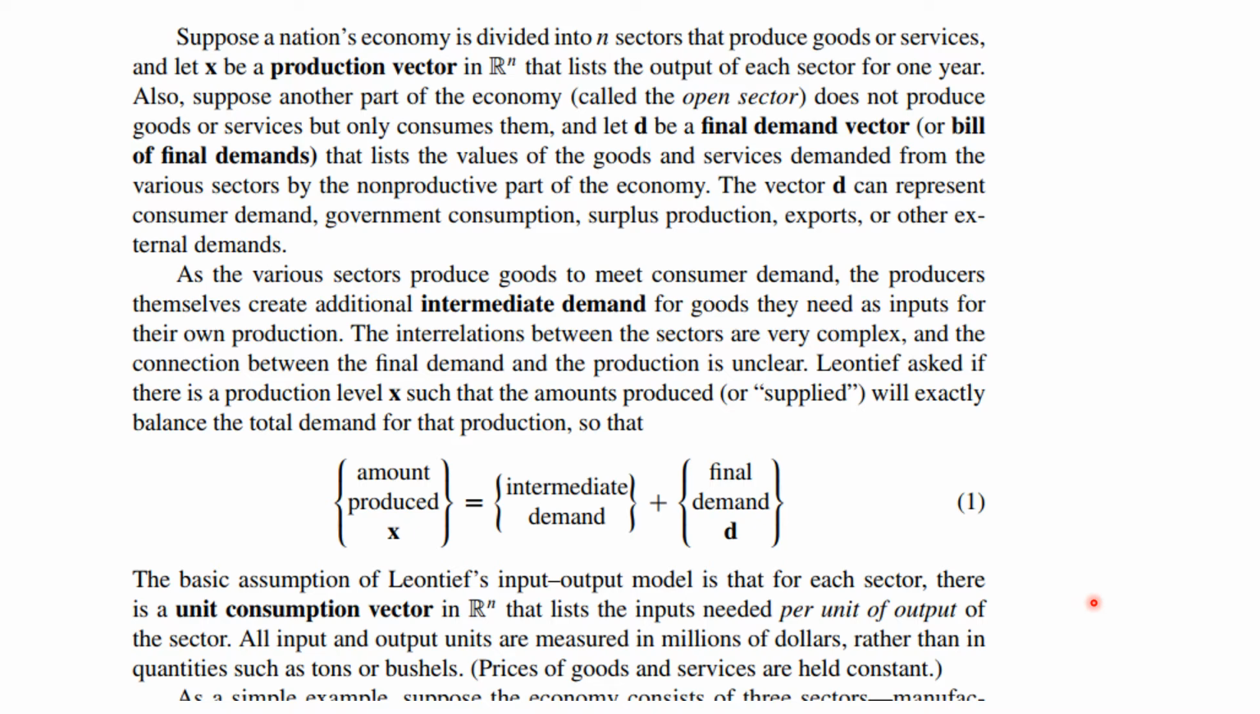So the basic assumption of his model is that for each sector there is a unit consumption vector in R^n that lists the inputs needed per unit of output for the sector. And so all inputs and output units are measured in millions of dollars, and the prices of the goods and services are held constant. Let's see what this looks like.